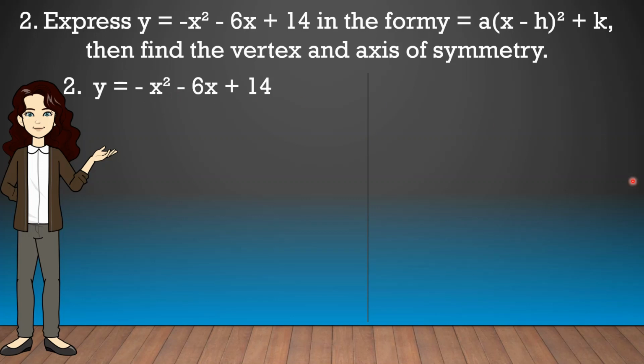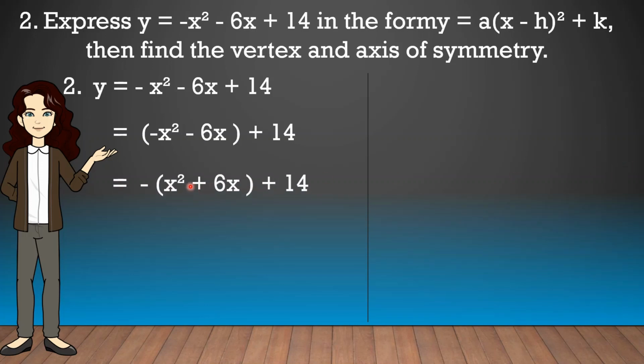Again, our first step is to group the terms of x. So we need to separate the constant. So it becomes the quantity of negative x squared minus 6x, then close parenthesis, plus 14. Then we need to factor out the common factor, and that is the negative sign. So negative x squared divided by negative becomes positive x squared. The negative 6x divided by negative becomes positive 6x. We need to factor out the negative sign. Don't forget that.